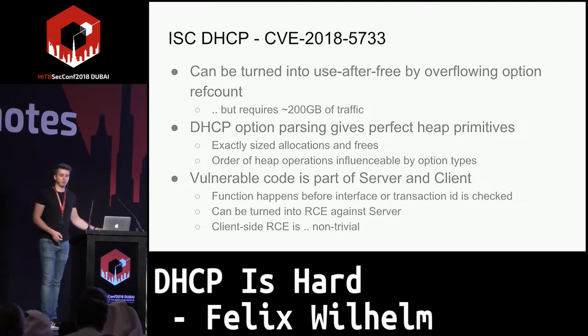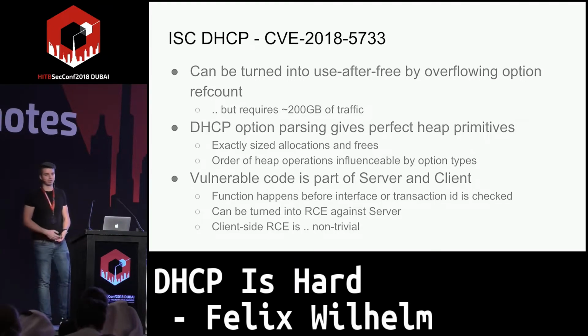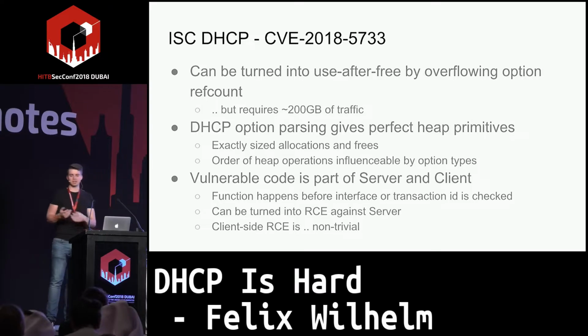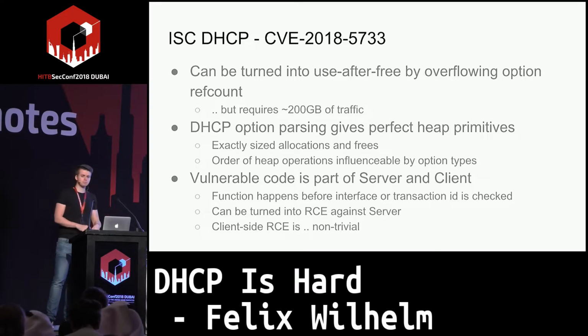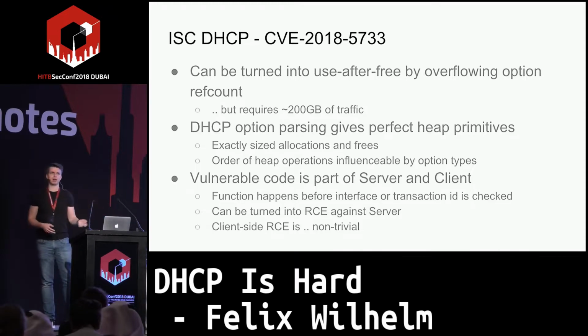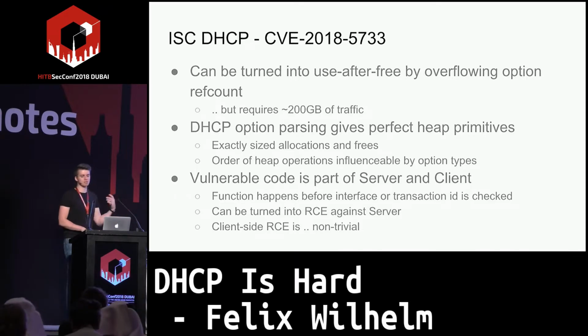And so I was able to turn this into remote code execution against the server. Turning it into RCE against the client is more difficult, basically because it's really hard to turn this bug into an infoleak against the client, because the client doesn't really reflect values back to the server that much.